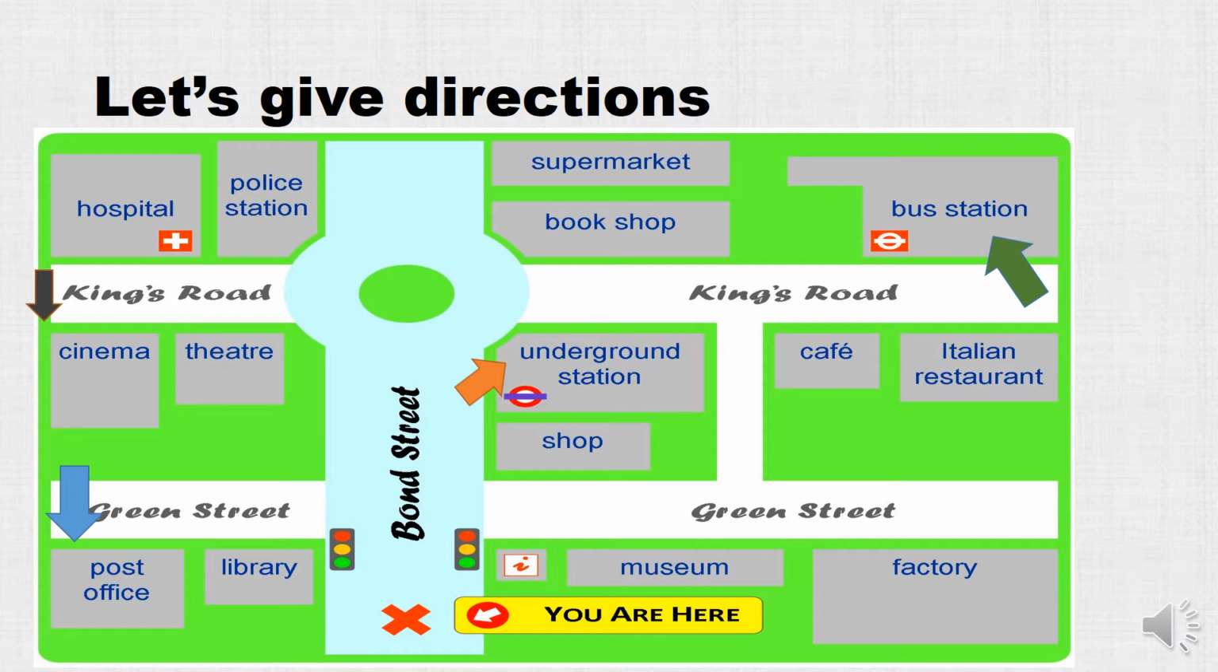So first, let's start from X to the blue arrow, which is the post office. We will call it A. You would say, go straight, then take the first left on the green street. Walk past the library, and it's the building next to the library on the left.